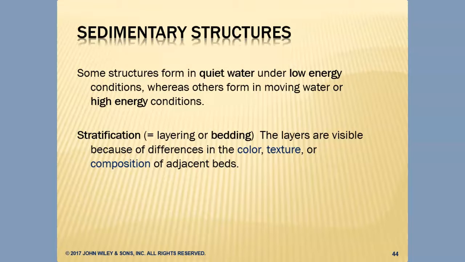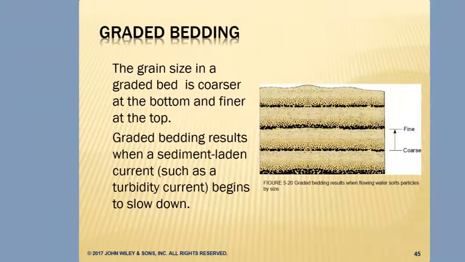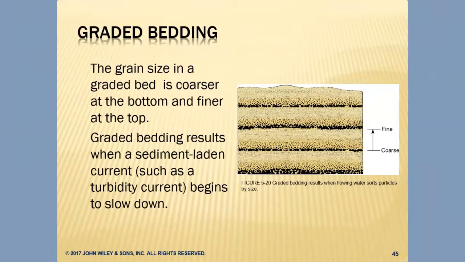The layers are visible because there is difference in the color, the texture, or the composition of the adjacent bed. This strata or layer is special. It's called graded bedding. The grain size in a graded bed is coarser at the bottom and finer at the top. It results when a sediment-laden current, just like turbidity currents, begins to slow down. The larger particles deposit first, followed by the finer particles. The water is sorting the particles by size.